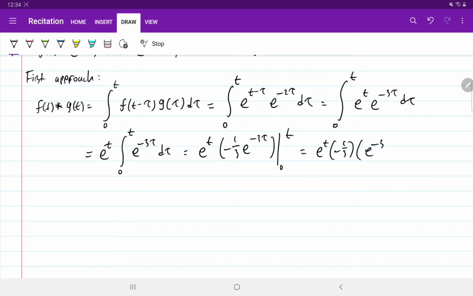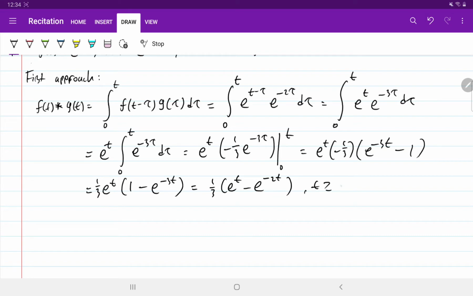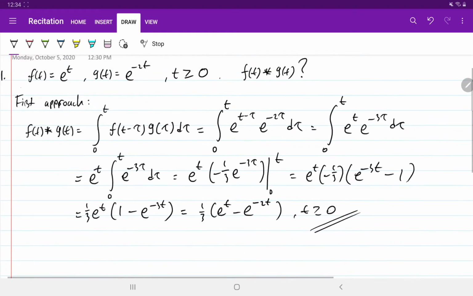Just need to evaluate from 0 to t, and then e to the power 0 is 1. Okay, so you have e^t (1 - e^(-3t)). You have 1/3 there, so 1/3 (e^t - e^(-2t)) for t greater than or equal to 0. Okay, so this is the solution of the convolution.